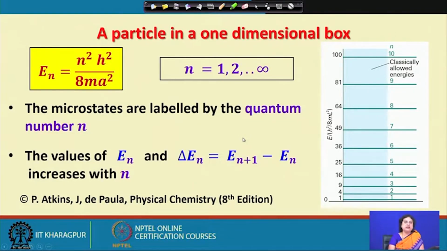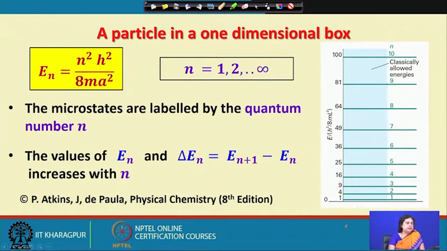This example is different from my previous example in that here the energy values increase with n. For n equal to 1, the energy value is h square by 8 m a square. Let us divide E_n by h square divided by 8 m a square. What I am left with is n square. So for n equal to 1, the scaled value of E is 1. For n equal to 2, the value is 4, and so on.